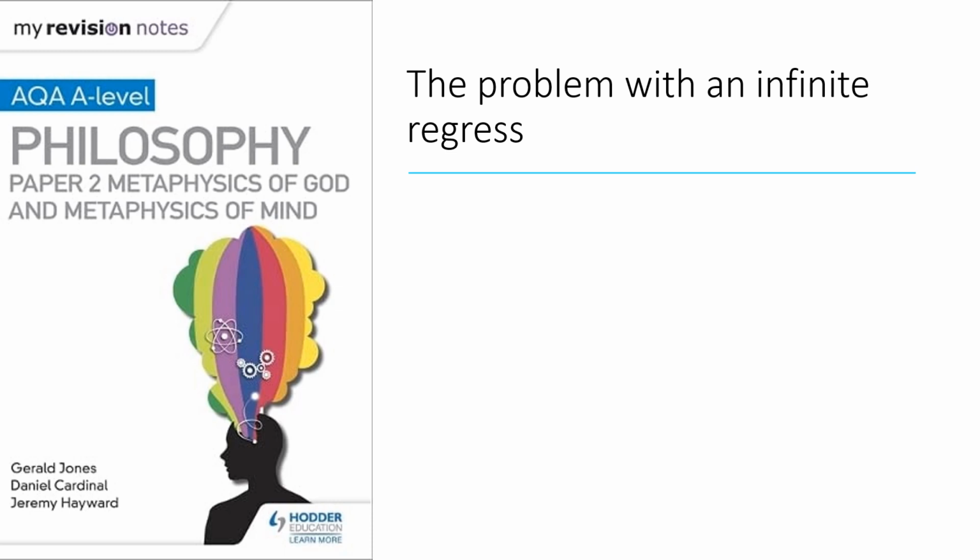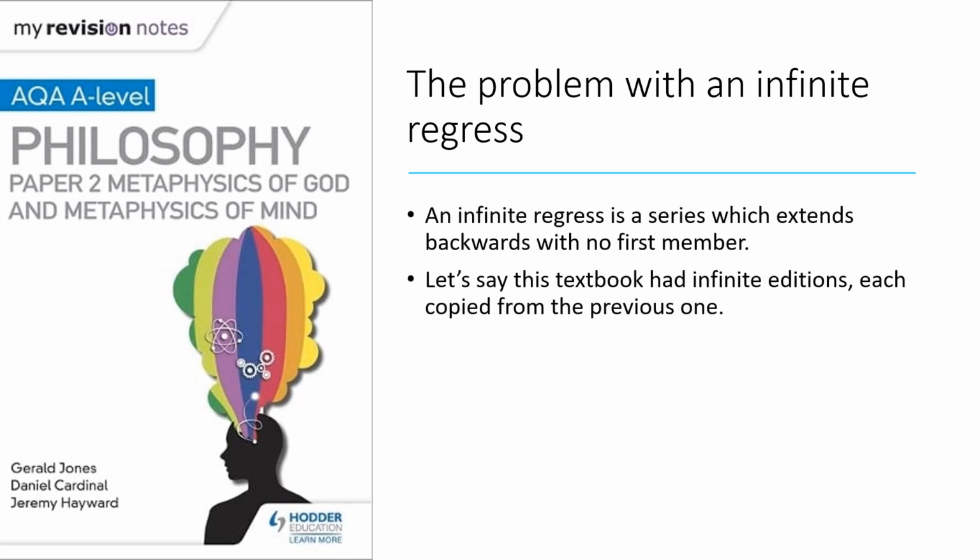It's worth just mentioning the problem with this idea of an infinite regress, because this throws students sometimes. So an infinite regress is a series which extends backwards with no first member. So let's say this textbook had infinite editions, each copied from the previous one. What's the problem with imagining that this textbook has infinite editions and each of them is copied from the previous one and they just go back forever without a first member?